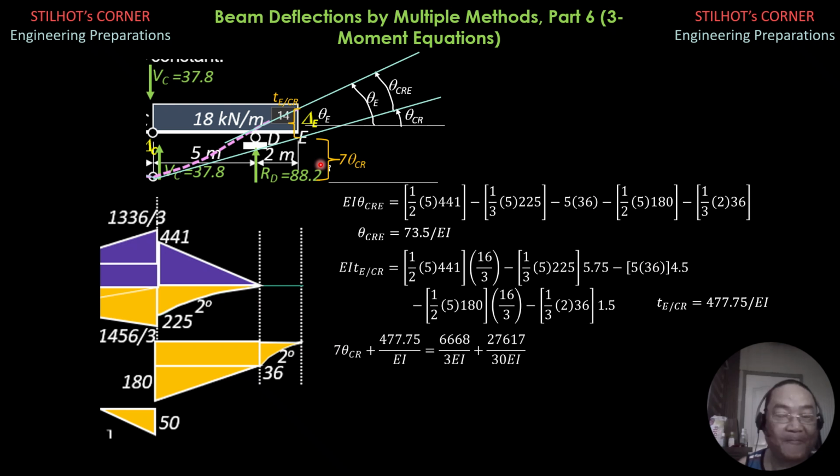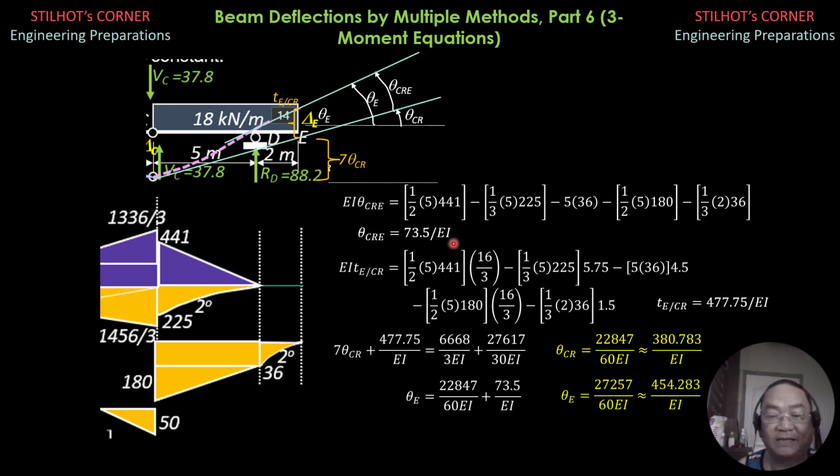So finally, from the figure, theta E is theta C right, which is this, plus theta C right E, which is 73.5. So theta E is theta C right, 22847 over 60 EI, plus theta C right E, 73.5. And because the tangent at E is counterclockwise from the horizontal, it is positive. So theta E is 27257 over 60 EI, or 454.283 over EI. So that's it for this video.